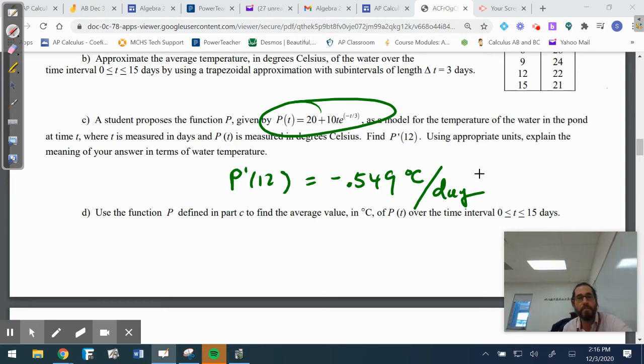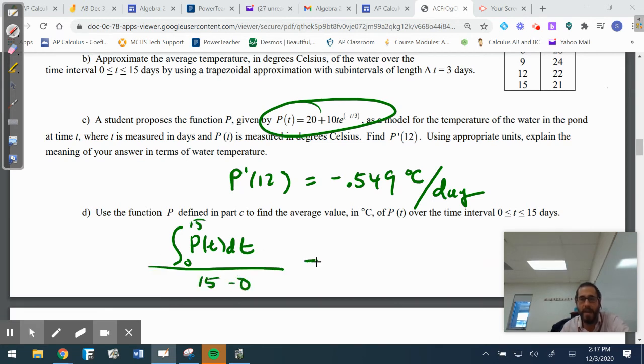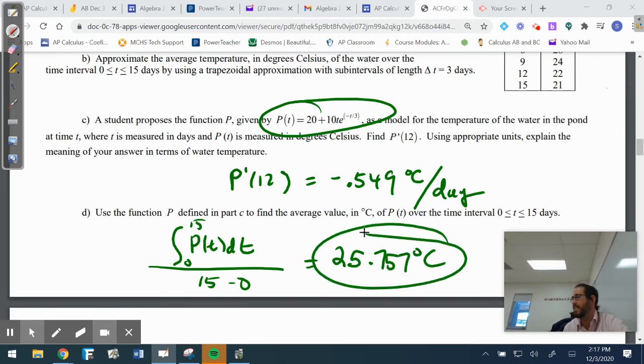Use our function from part C to find the average value: integral divided by the interval. And so it's that easy, you guys, right? You could have struggled on that first piece, but then if you just knew this integral over the interval, you're good to go, because this is just the integral of P of t dt from 0 to 15 all over 15 minus 0. So you Math 9 the numerator, and if you do this correctly, you get 25.757 degrees Celsius, right?